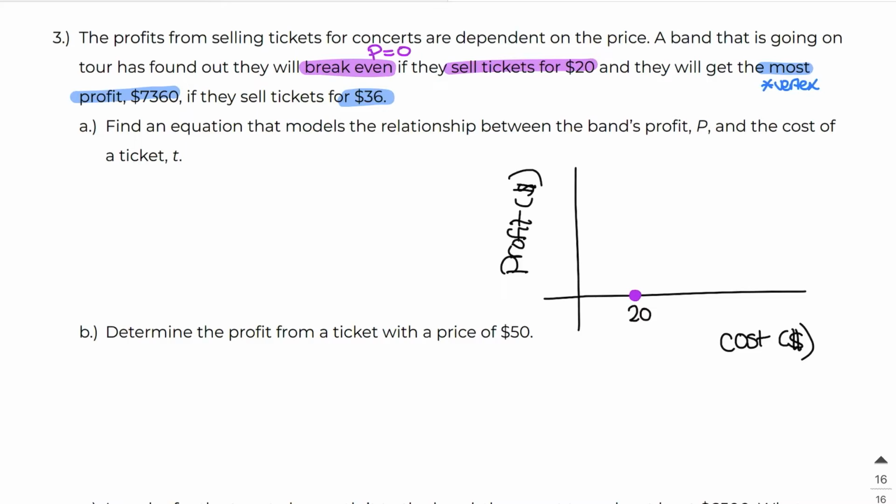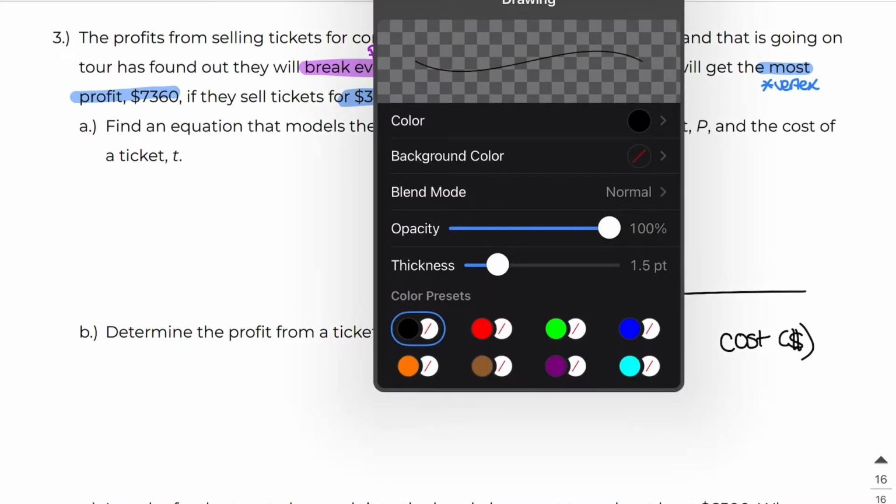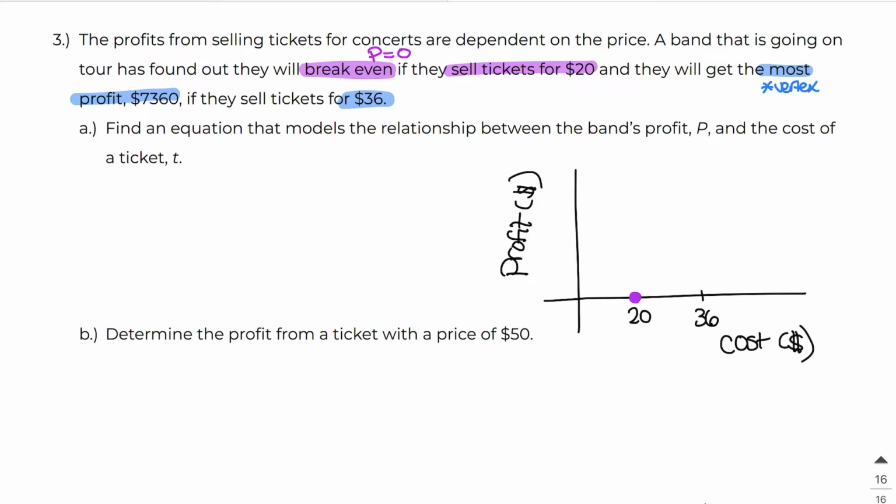We also know that if they sell a ticket for $36, they will reach their maximum profit of 7,360. So I'm going to put 7,360 right here. We know that that will occur at $36. So this means right here that my graph is going to increase, increase, increase. And then at this point right here, it's going to start to decrease, decrease, decrease. And hopefully you should realize that this value right here occurs at a symmetrical distance right here. So this right here has a distance of 16. This also has a distance of 16. So this value right here will occur at 52.